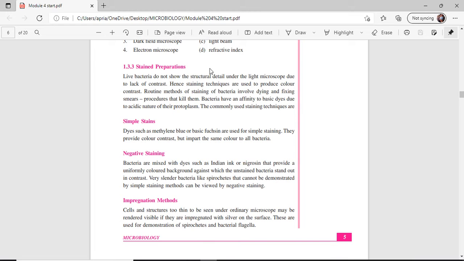Next is your negative stain or negative staining. Bacteria are mixed with a dye such as India ink or nigrosin black.